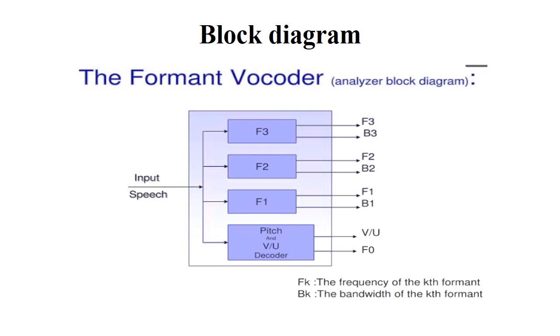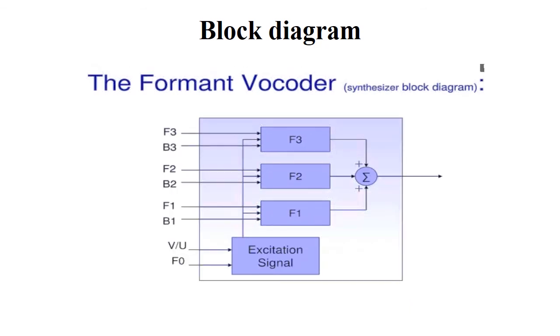In F3 we are having two outputs. One is the frequency output and another one is the bandwidth output. So for all the formant vocoders we will receive both the outputs. In the pitch and V/U decoder we will receive the frequency as well as the V/U decoder output. So this is the formant vocoder synthesizer block diagram.